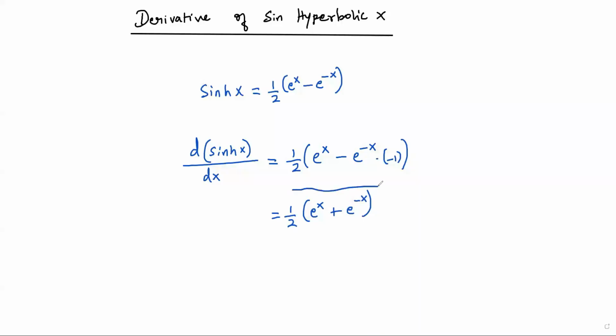We know this is equal to cosine hyperbolic x, because cosine hyperbolic x is defined by 1 half times e to the power x plus e to the power negative x. So we can write cosh x for this. So the derivative of sine hyperbolic x, that is sinh x, is cosine hyperbolic x, that is cosh x. Thank you.